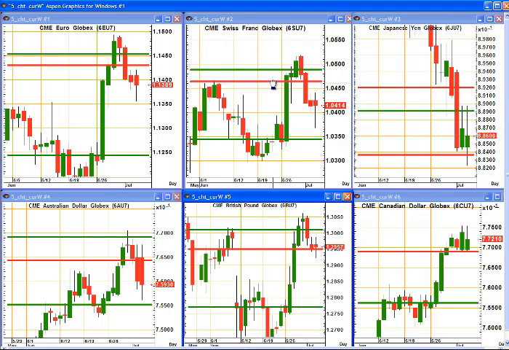Over here in the Swissy, the difference between that bearish and bullish level, it's also $12.50 a tick, 120 ticks, that's $1,500 per contract. And in our friend Mr. Yen, the difference between that bearish level and this bullish level is 30 ticks, and that's 30 times $12.50, or $375. So all those currencies are $12.50 per tick.